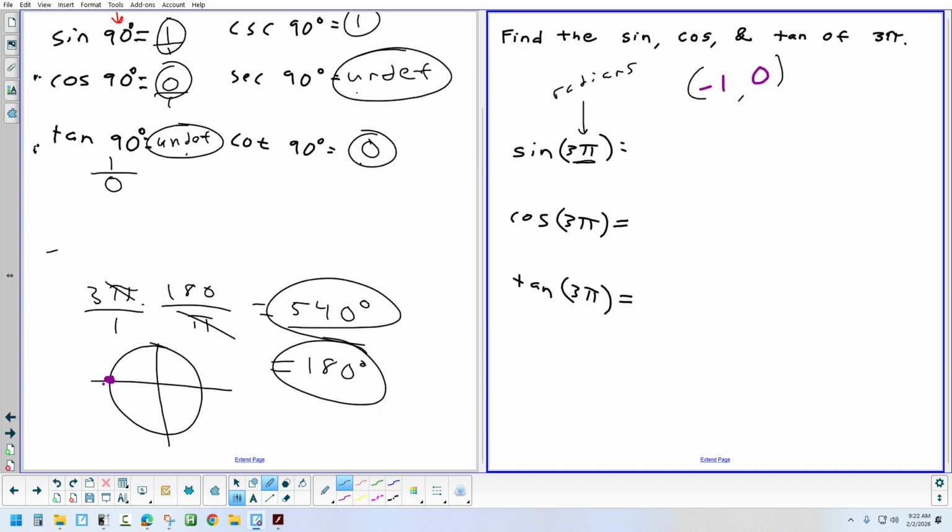You want to help her out? What's the definition for sine? It's the y. And what's the y value of our coordinate here? 0. So the sine is 0.